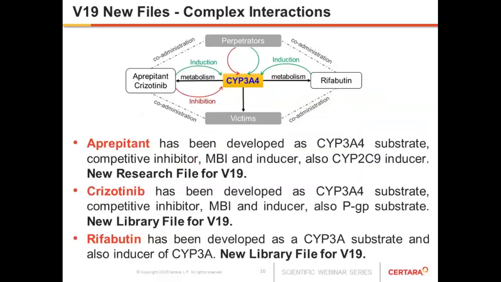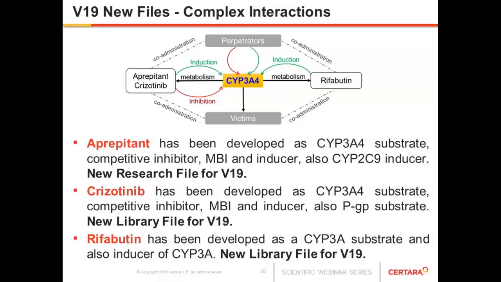And this has led to 3 new files being added to version 19. We have aprepitant, which has been developed as a CYP3A4 substrate, a competitive inhibitor and a mechanism-based inhibitor, and also an inducer of CYP3A4. It also has interaction parameters incorporated for CYP2C9. This has been added as a research file in the simulator, so it's not available directly in the simulator, but you are able to access this on the members area of the Certara website, along with a number of other research files which have been added both by Simcyp ourselves and also by the consortium members for access.